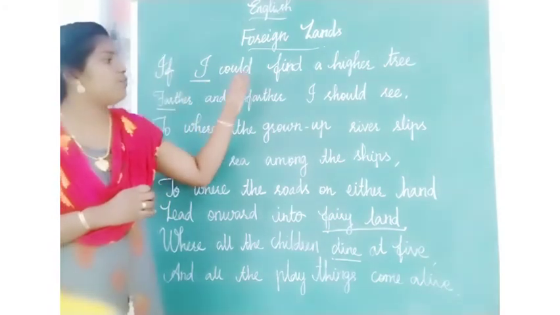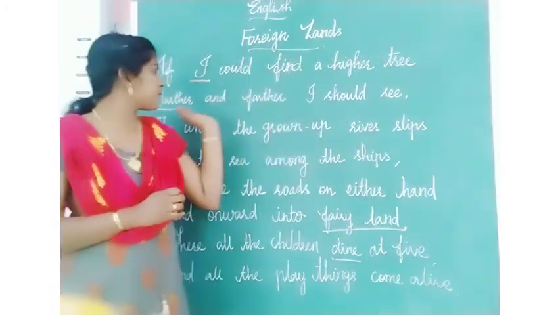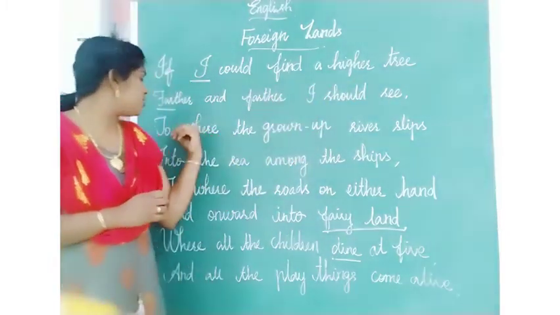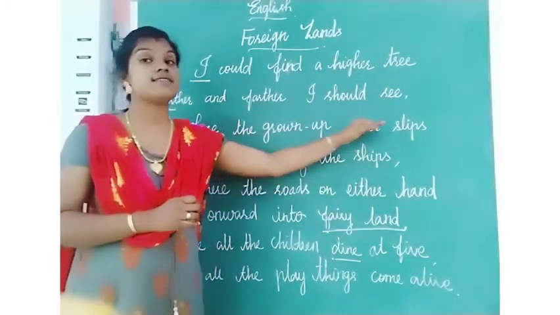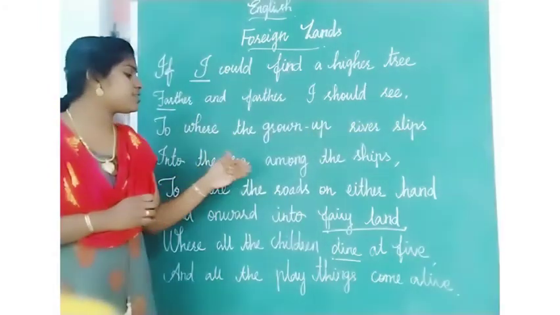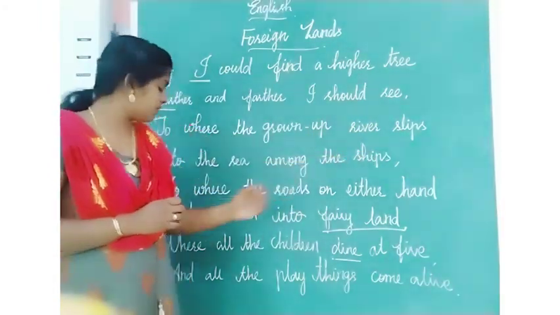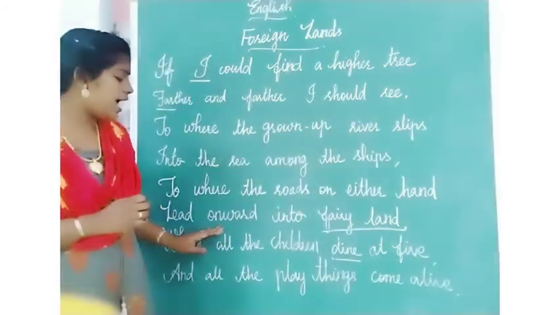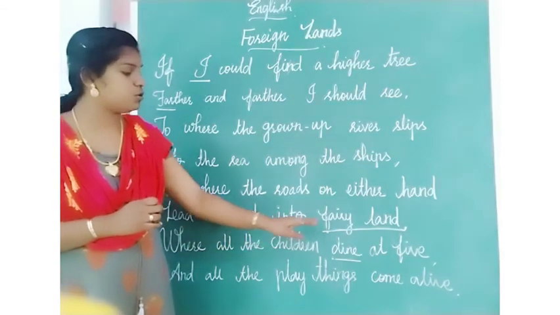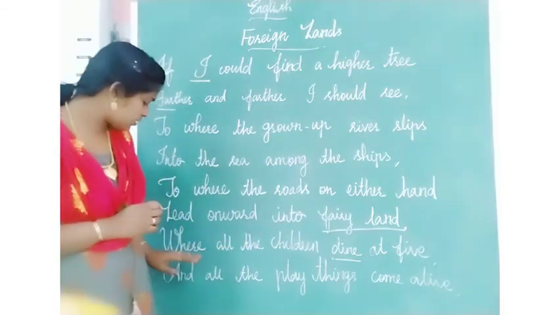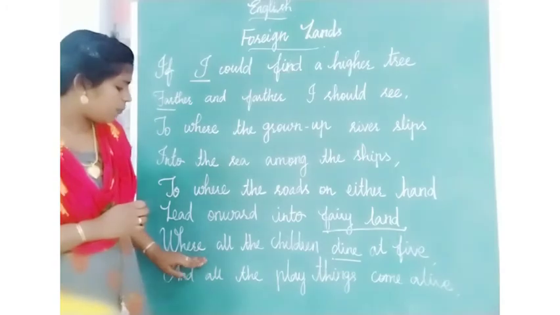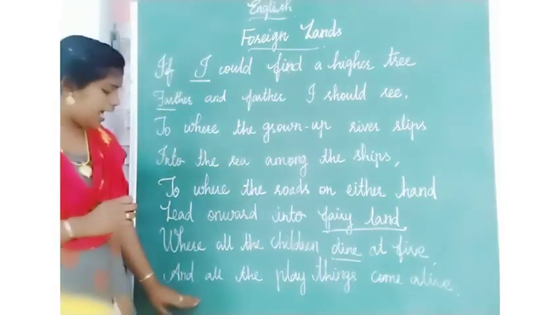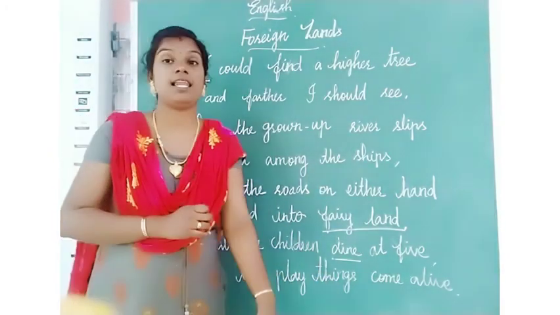If I could find a higher tree, farther and farther I should see, to where the grown-up river slips into the sea among the ships, to where the roads on either hand lead onward into fairyland, where all the children dine at 5 and all the playthings come alive.